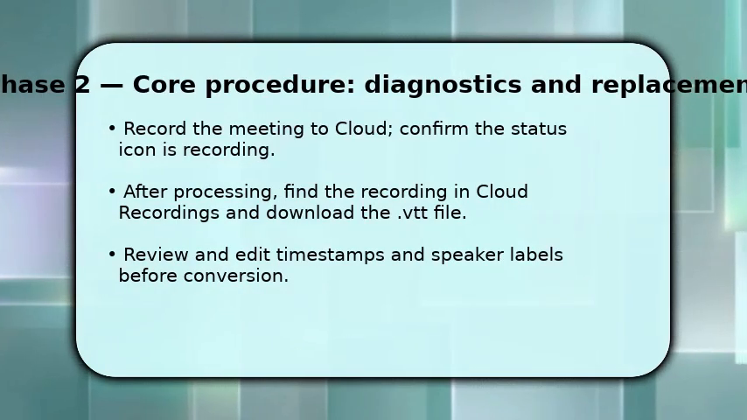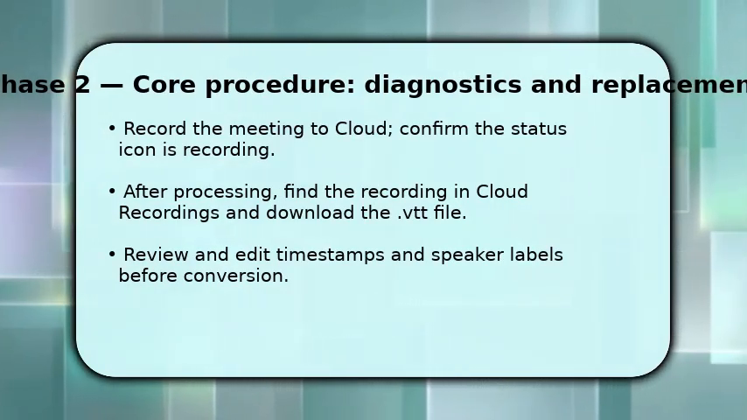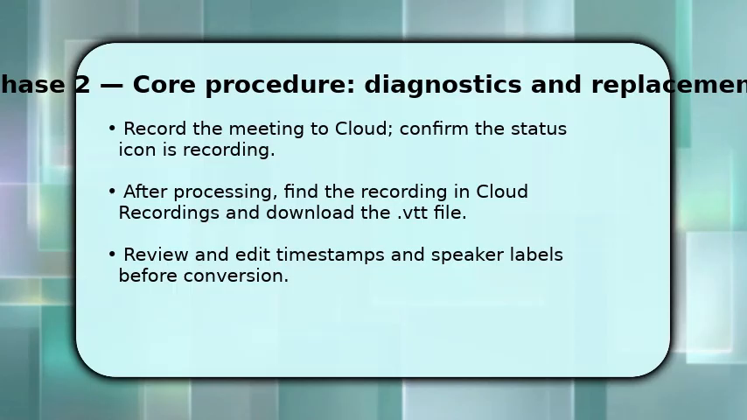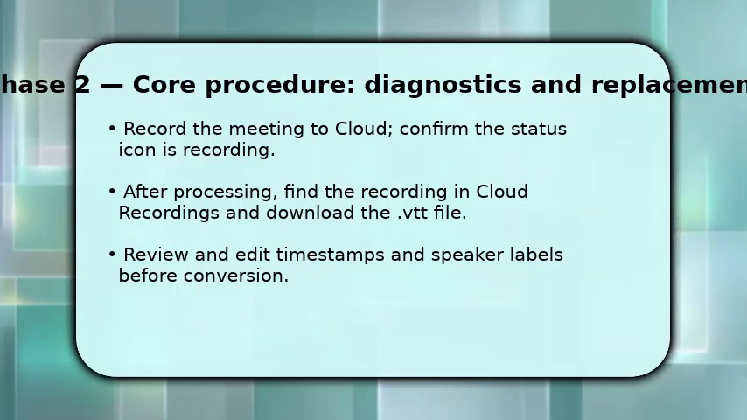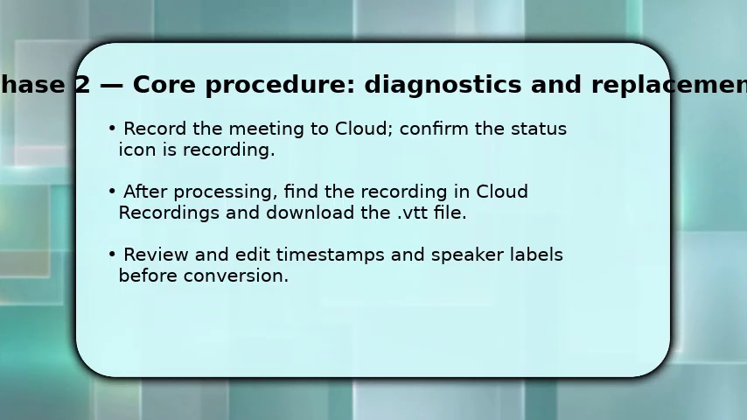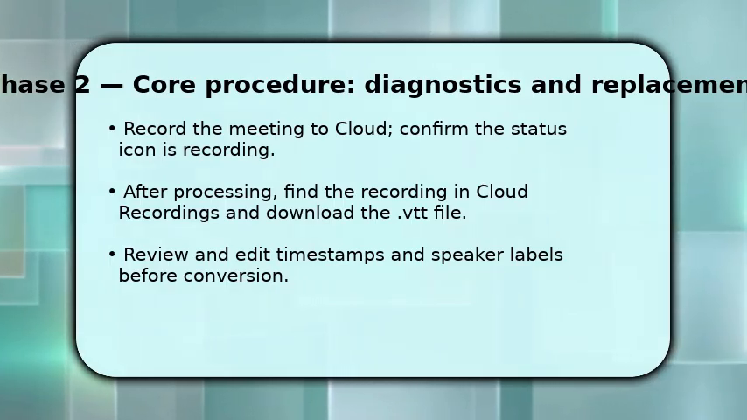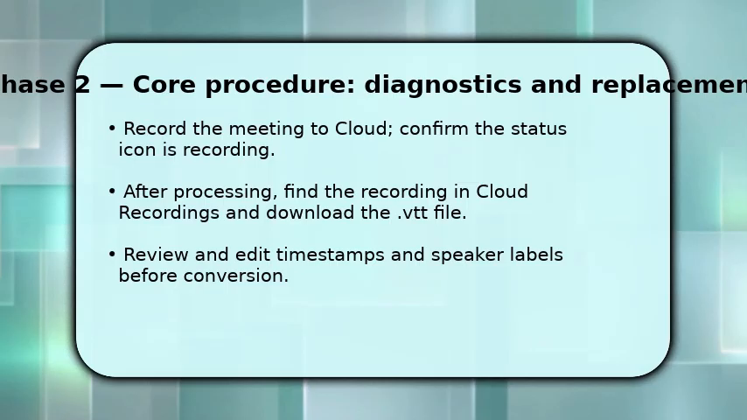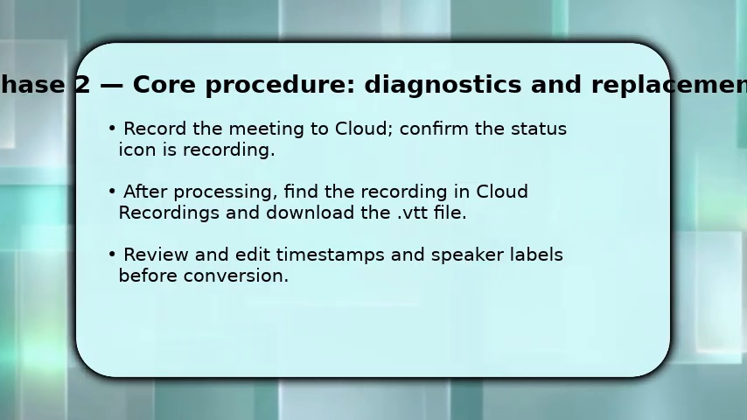You record the meeting to the cloud and wait for Zoom to process the files. Processing can take several minutes depending on length. Once processed, go to Cloud Recordings, locate your session, and download the auto-generated VTT transcript. This file contains timecodes and text.